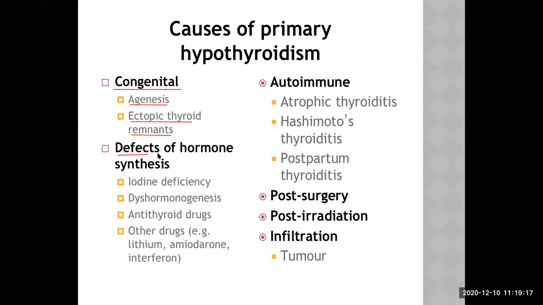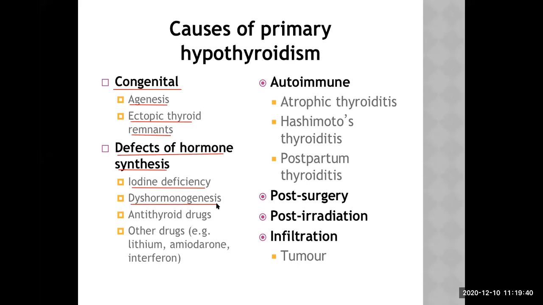Another cause is defect of hormone synthesis, like iodine deficiency. Iodine is the micronutrient which is absolutely necessary for the synthesis of thyroid hormone. Without iodine, thyroid hormone is not formed. So a very easy reason.